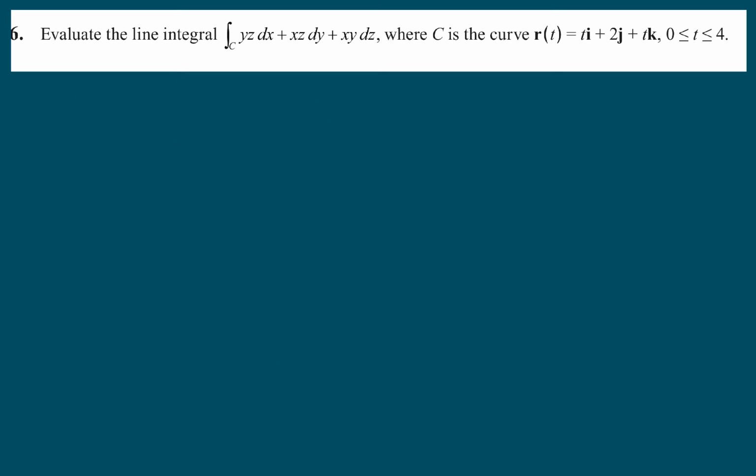The next problem says evaluate the line integral. So the first thing that we have to do is check if the vector field is conservative. What is the vector field? The vector field is yz i plus xz j plus xy k. Is this vector field conservative?